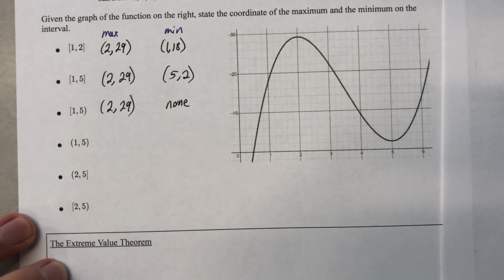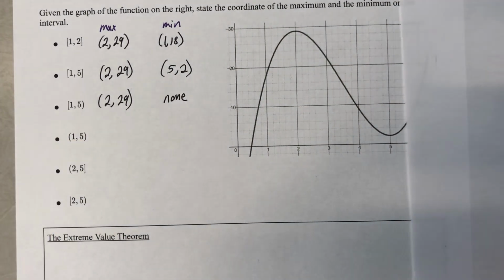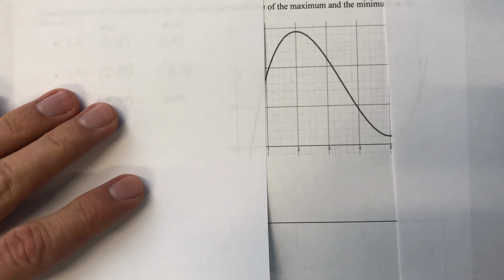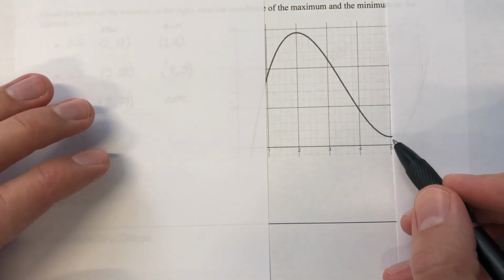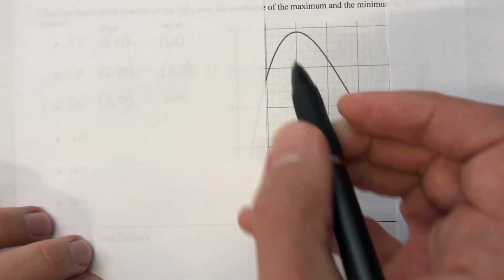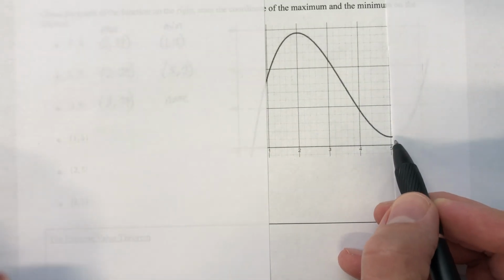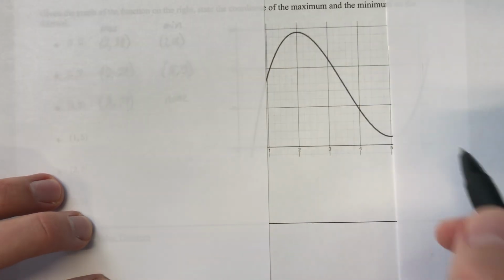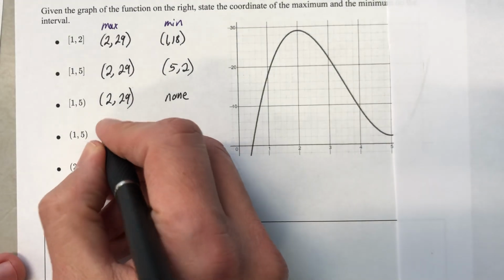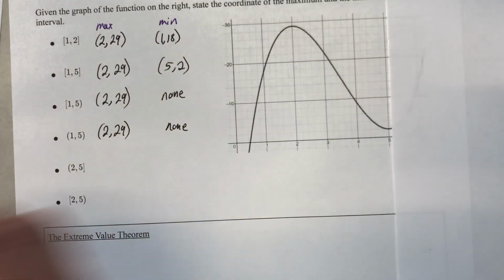All right, here we go. From 1 to 5, not including 1 and not including 5, I think we've already figured out that in this situation, since we can't include 5, we don't have a minimum, but we actually still have a maximum. This point is still included. So no, can't include that, and that's where our minimum would have been, but I can include that. It's everything in between. So 229 again, and none again. Same answer as the last one.